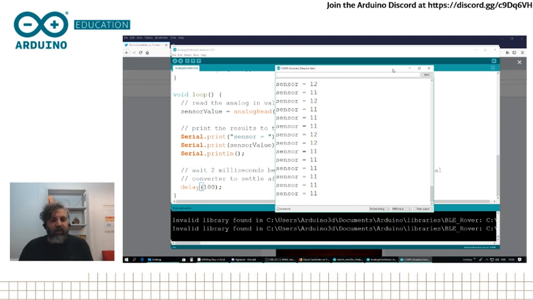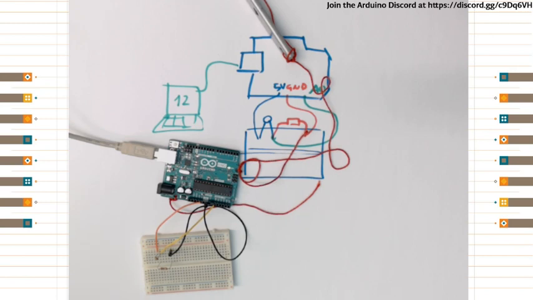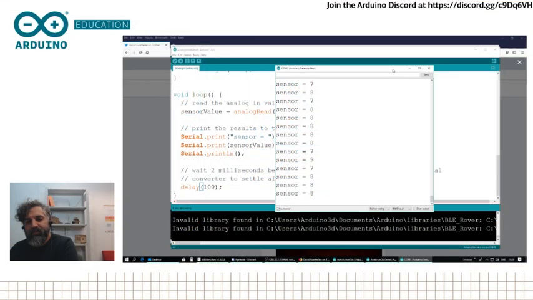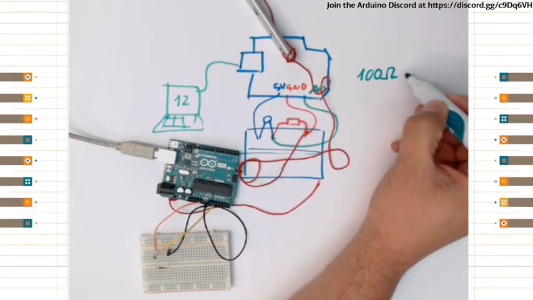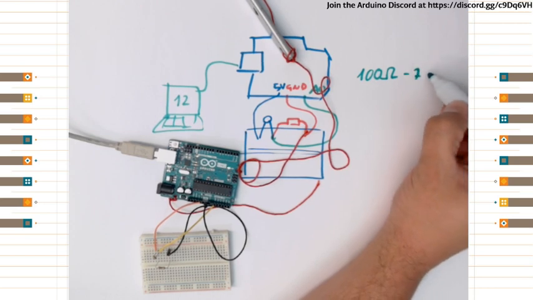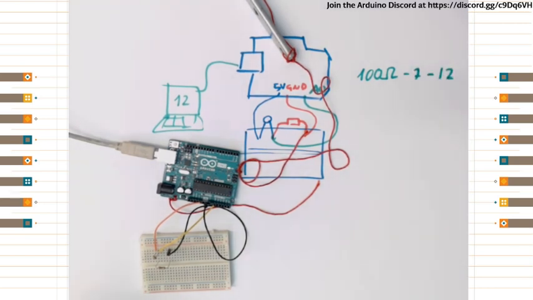When I let it go, it will slowly cool down. I will blow on it. Okay, and now after blowing on it, you see that the temperature is back to be 7.8. So I will just take a note of this, just to remember. So with 100 ohms, my readings go from 7 to 12. So it's not a very rich reading.